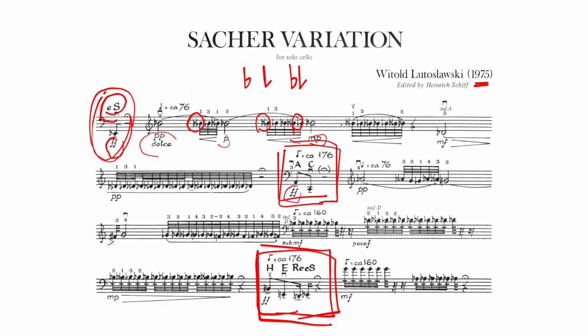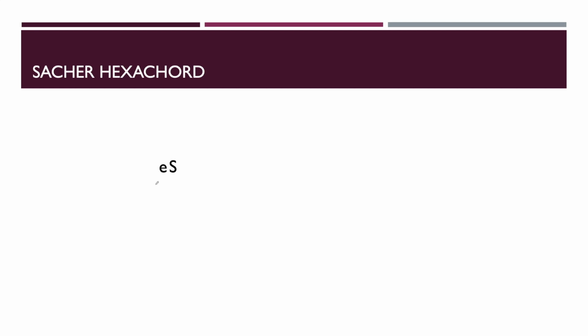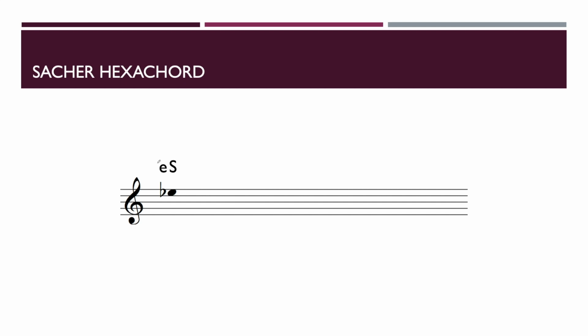Let's start with the analysis. The piece is written with the so-called Sacher hexachord. I explained it already in the first lesson. S means E flat in German, A and C, and then H means B natural, E means E, and R with an added E at the end means D. So the piece is based on this hexachord.